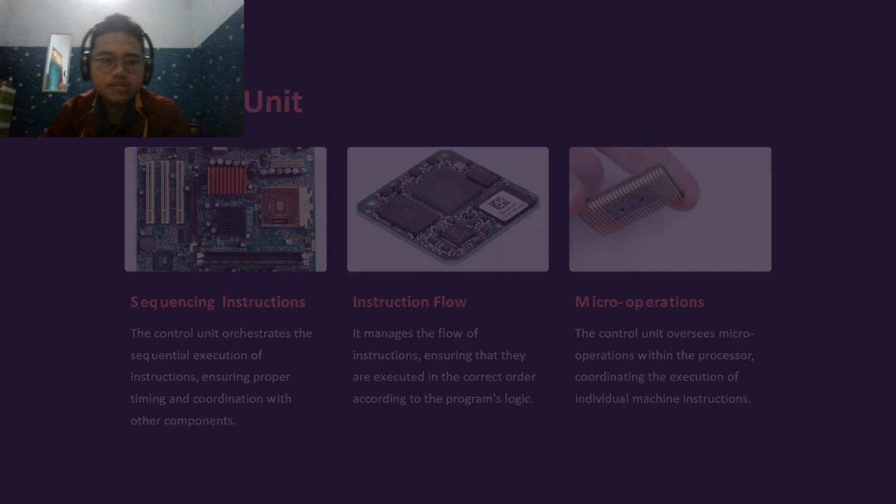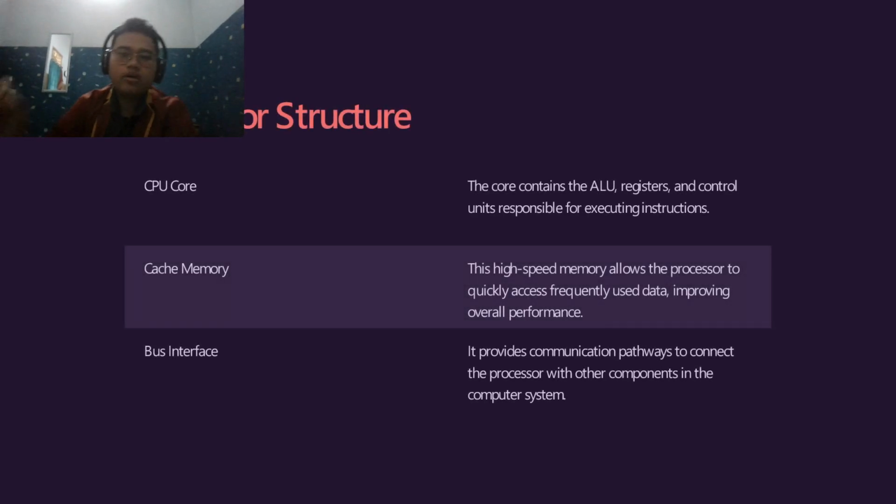And then the next one is processor structure. There are three parts of the processor structure. The first one is the CPU core, number two is cache memory, and number three is the bus interface. The CPU core contains the ALU, registers, and control unit responsible for executing instructions. The cache memory is a high-speed memory that allows the processor to quickly access frequently used data, improving overall performance. And the bus interface provides a communication pathway connecting the processor with other components in the computer system.